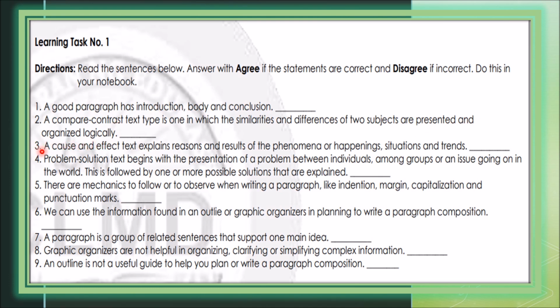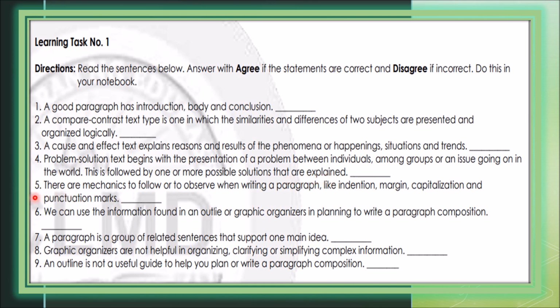And number 3, a cause and effect text explains the reasons and the results of the phenomena or happenings or situations and trends. Number 4, problem solution text begins with the presentation of a problem between individuals, among groups, or an issue going on in the world. This is followed by one or more possible solutions that are explained.